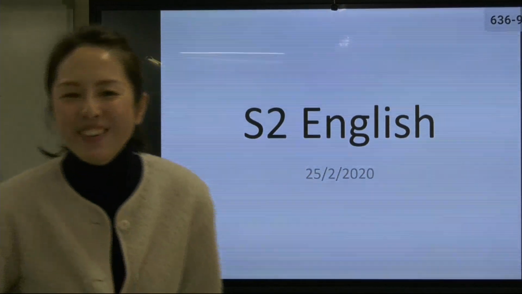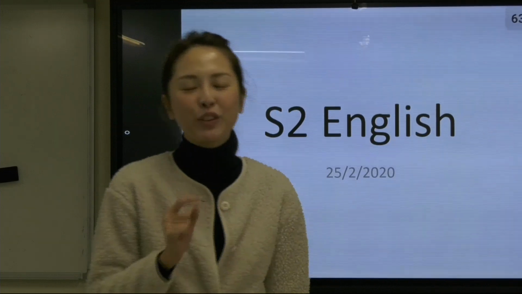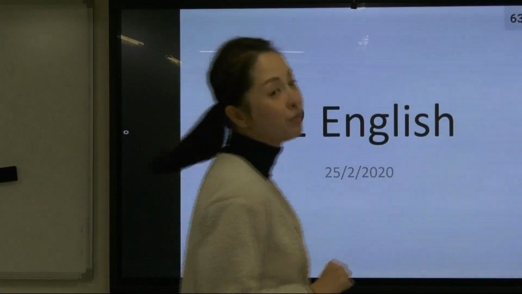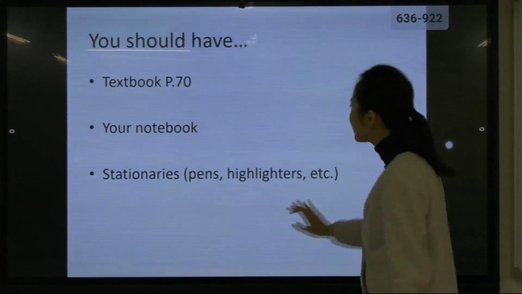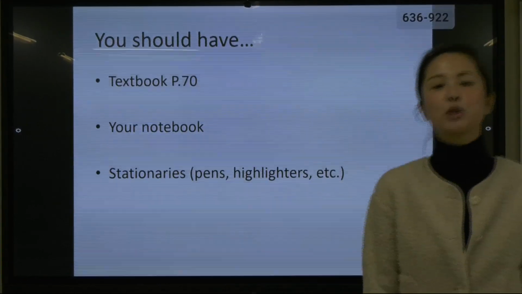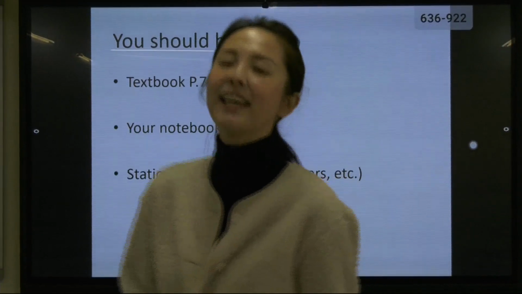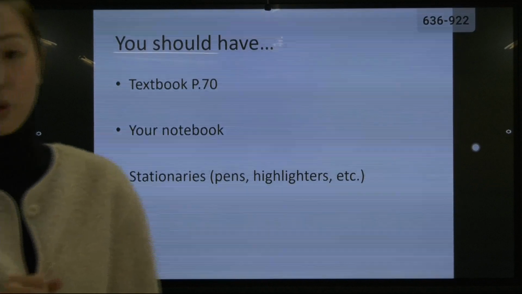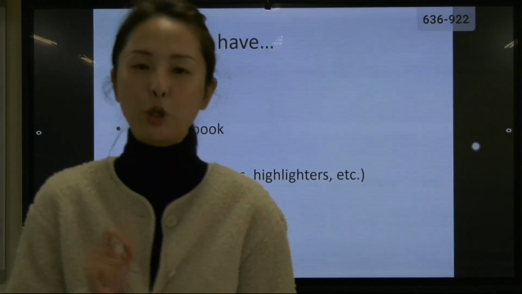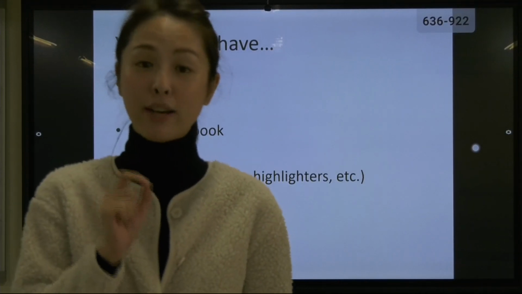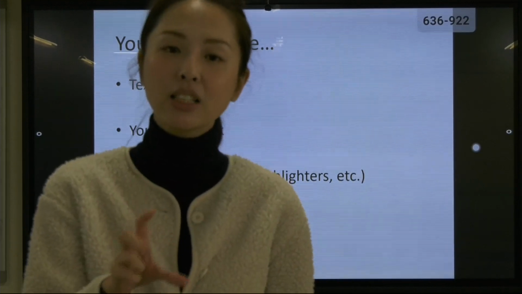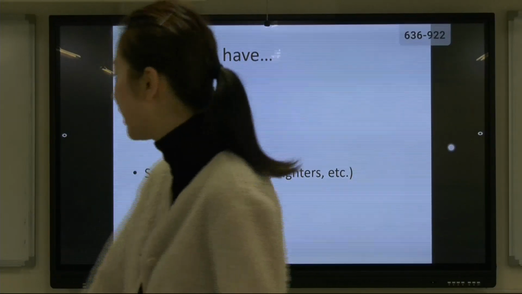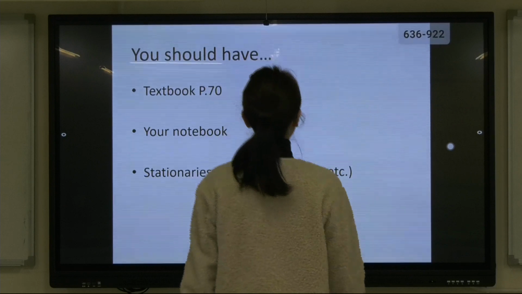So now we are going to talk about reading for the first part, okay? I'm going to teach reading first. So take out your textbook and go to page 70, okay? And also take out your notebook, okay? 2B should know you should have your pens in different colors and also your highlighters, okay? Prepare your stationeries.